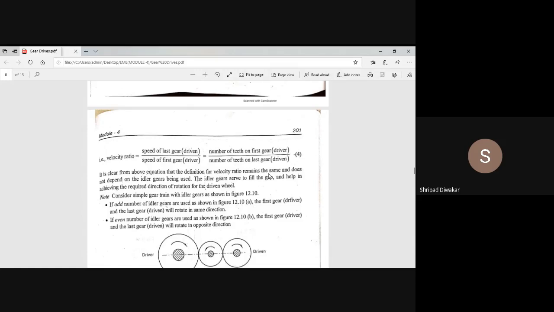Okay, and two important things you should remember: speed ratio is inversely proportional to the diameter and also inversely proportional to teeth, that is N2 by N1 equals T1 by T2 equals D1 by D2. Okay, this is how to solve the numerical problems in gear drives.